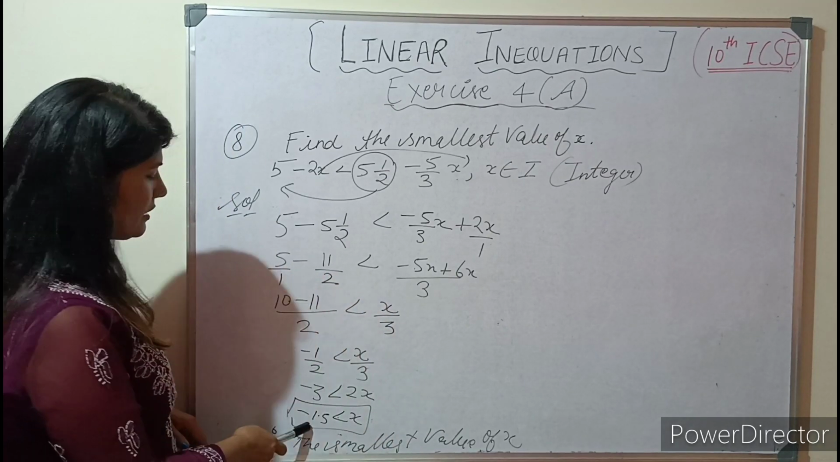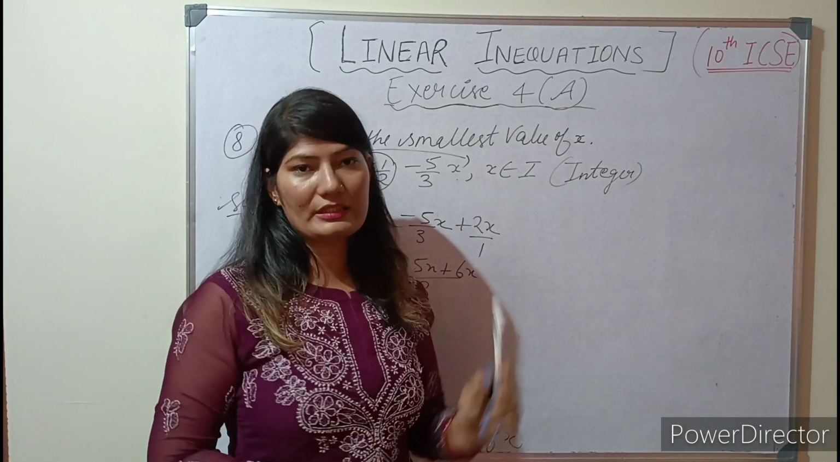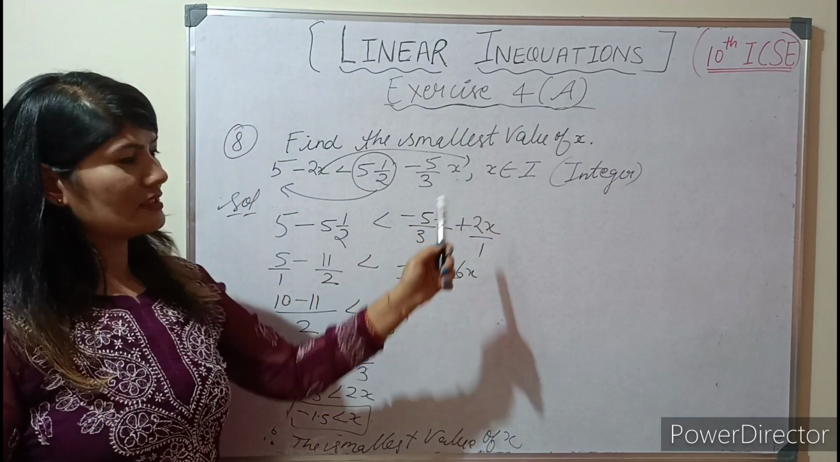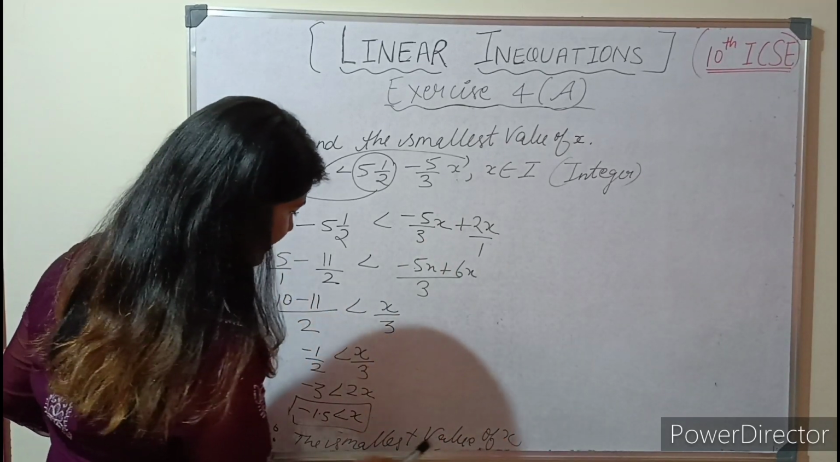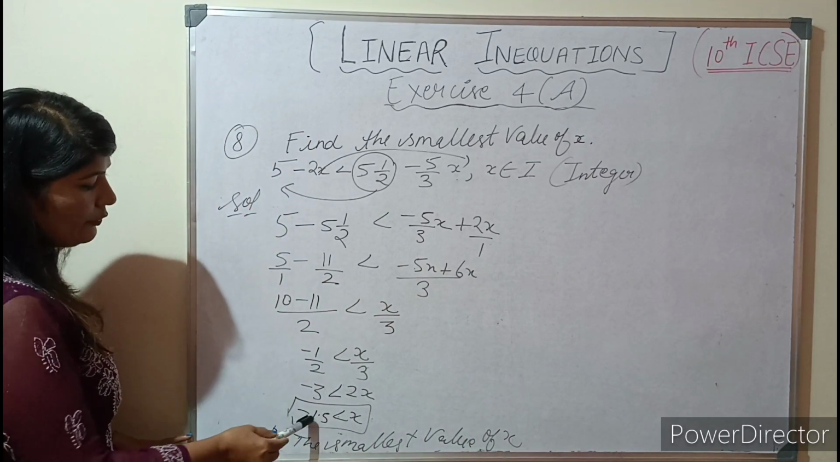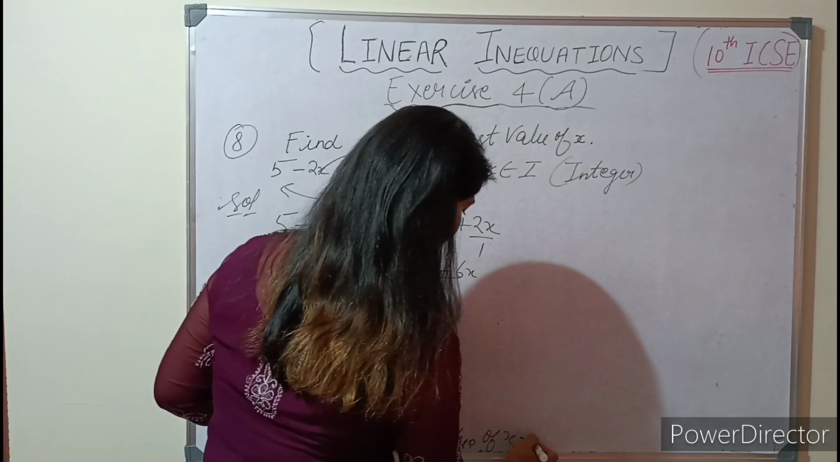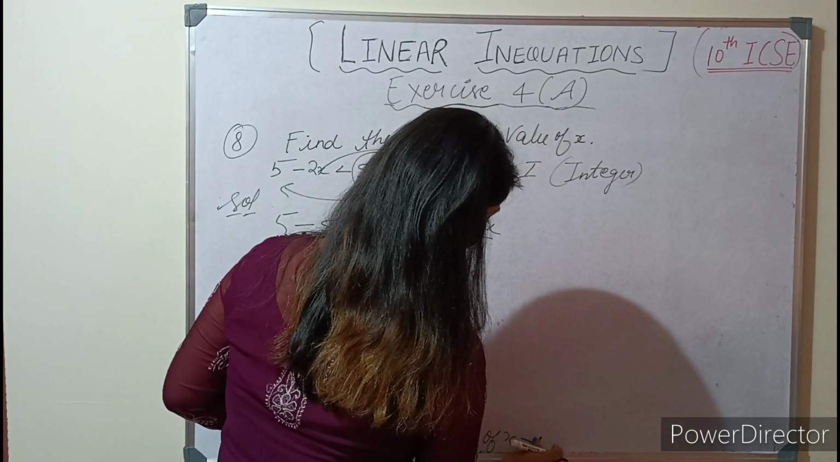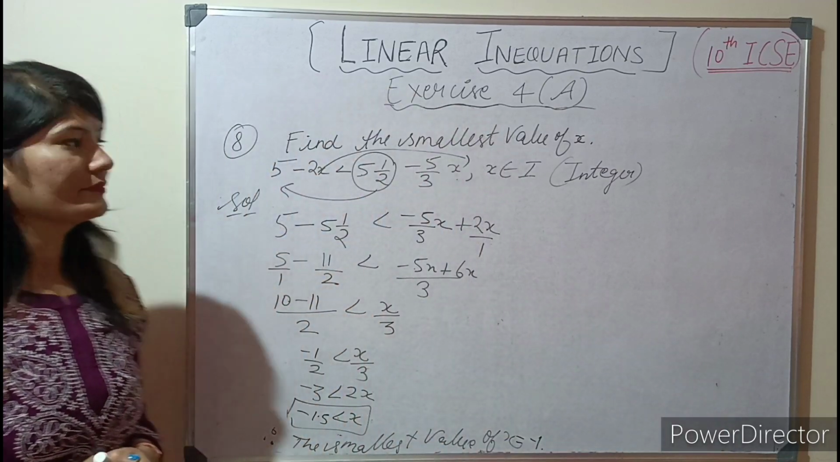So here you will see this minus 1.5 is a decimal number, but here x belongs to integer. So just now I told you integers will not include these decimal numbers. So here the smallest value of x will be, the value of x is more than minus 1.5. So more than minus 1.5 means this is minus 1, x is equals to minus 1. This is the answer.